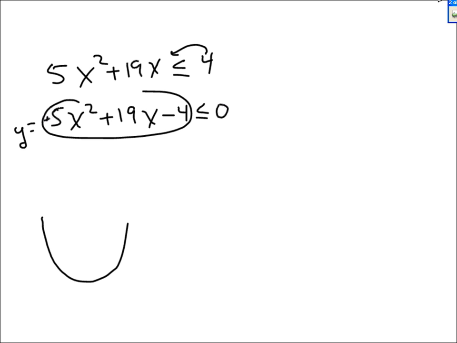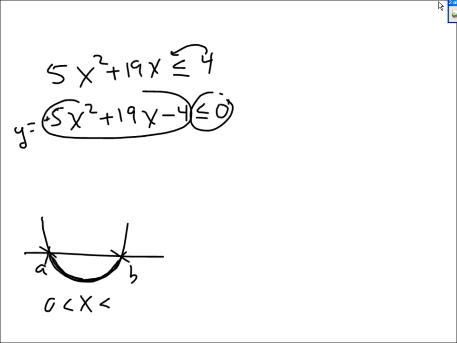If it does have some zeros, if it has 2 zeros, then it's going to be in between where it is less than or equal to 0. If these zeros are a and b, then x can be in between a and b. And since the original problem had the equality, anything and everything I write has the equality. So I just want to find out these zeros.